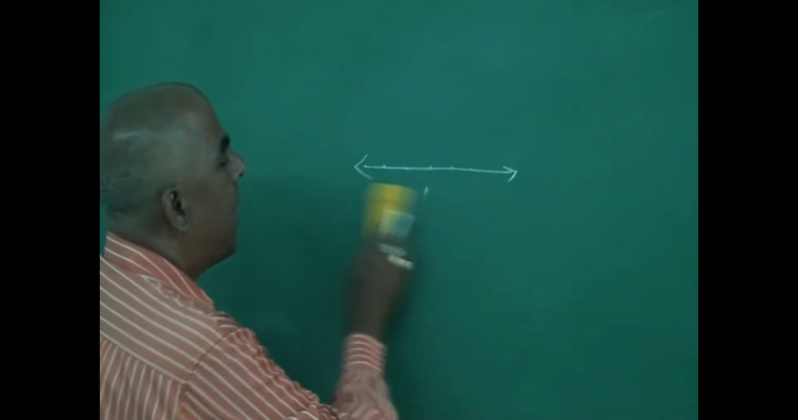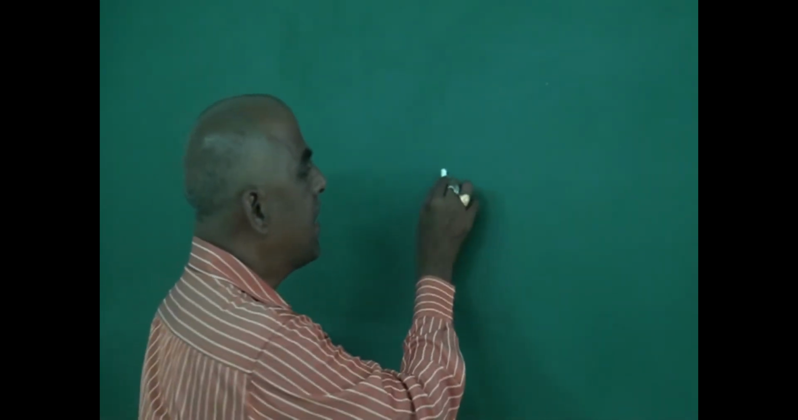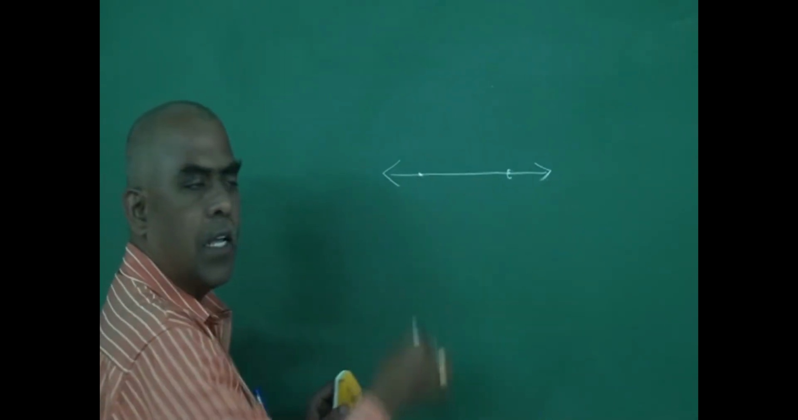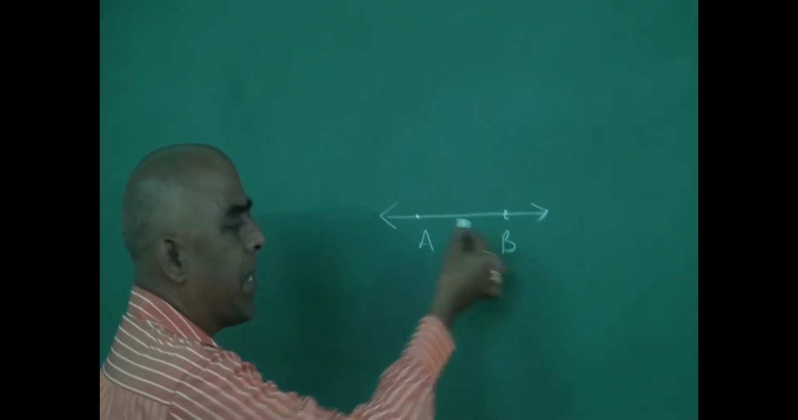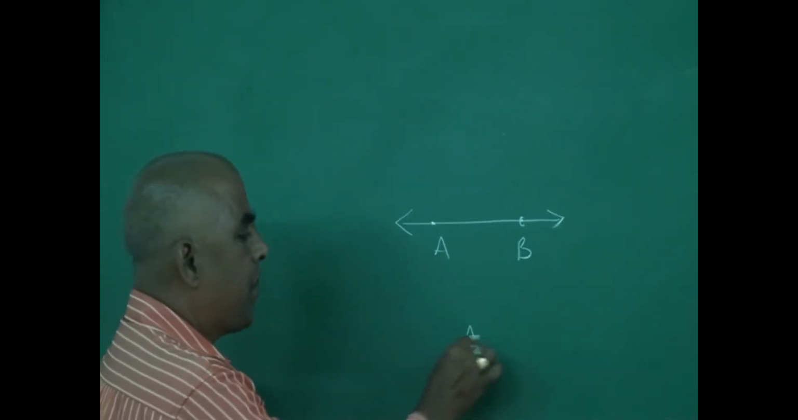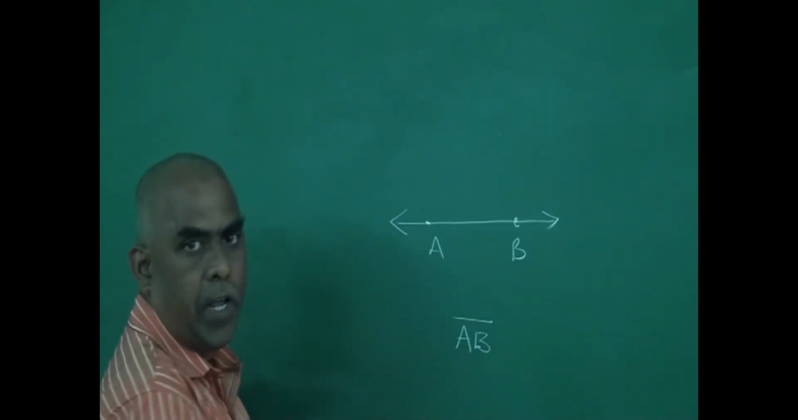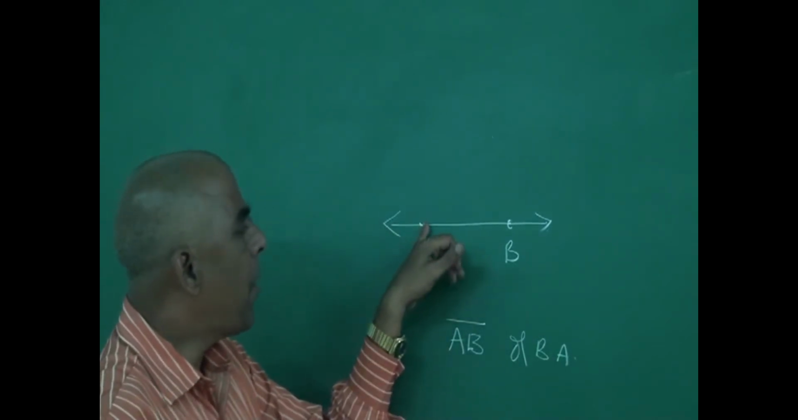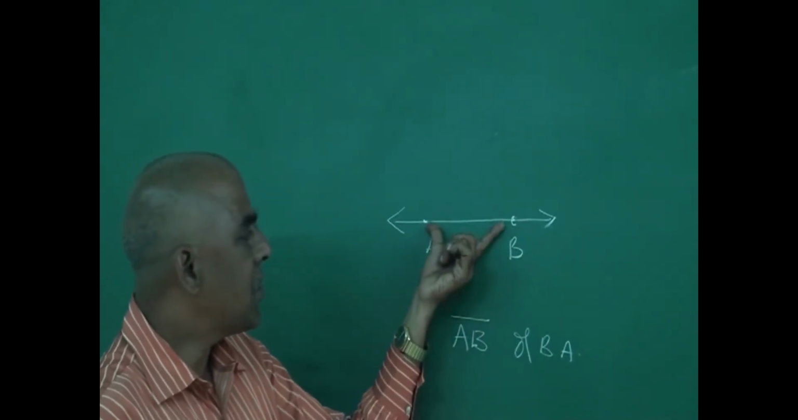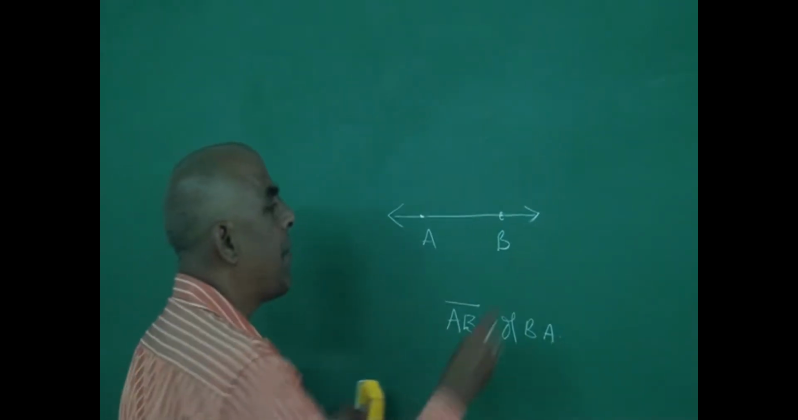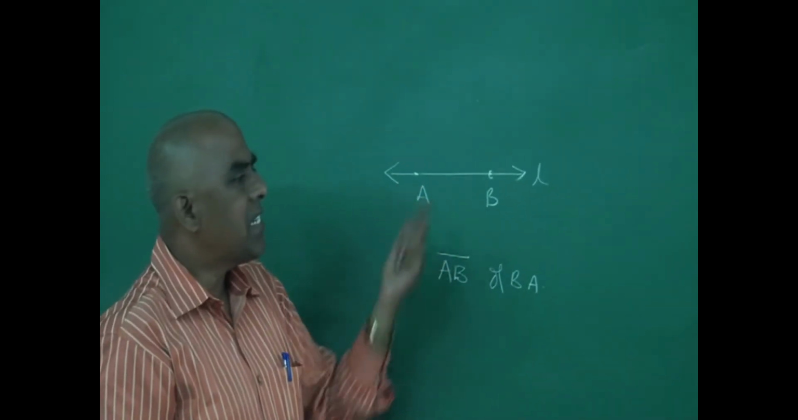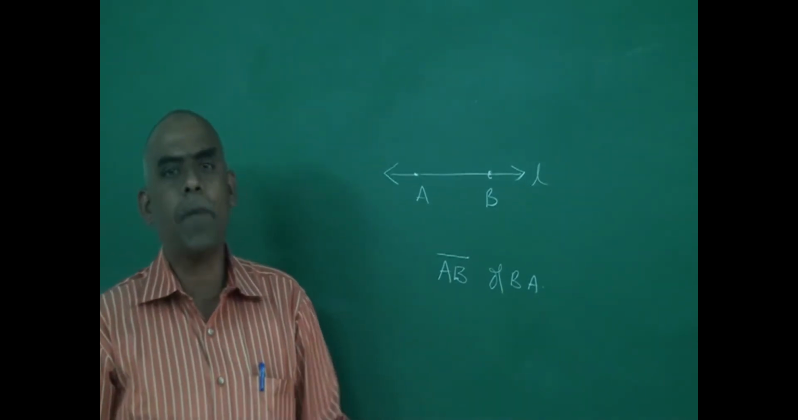Line N. If a line has two end points, it is said to be a line segment. This is a line, and with two end points, it is called a line segment. Line segment AB is represented as line segment AB or line segment BA, with one end point and another end point. A line segment is always denoted with capital letters.